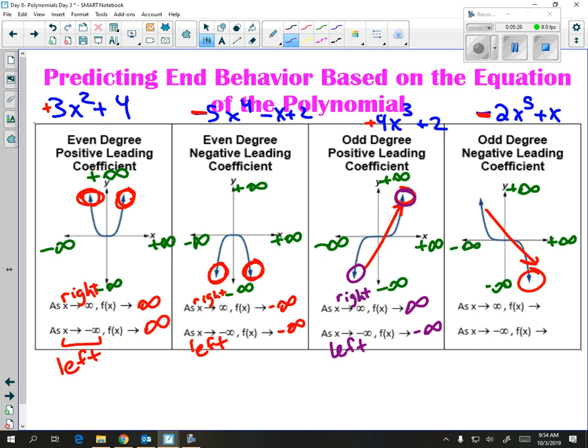As x goes to positive infinity on the right, by the way, you do not have to write right and left each time. I'm writing that to help you out. So as we go to the right, your graph is heading down towards negative infinity. As x goes to negative infinity, negative x values on the left. So on the left, your graph is heading up. So you're going to put positive infinity.